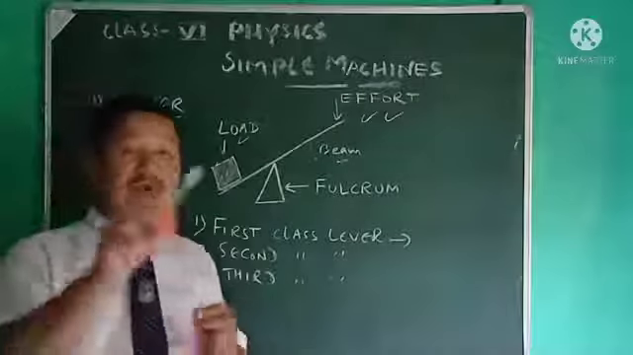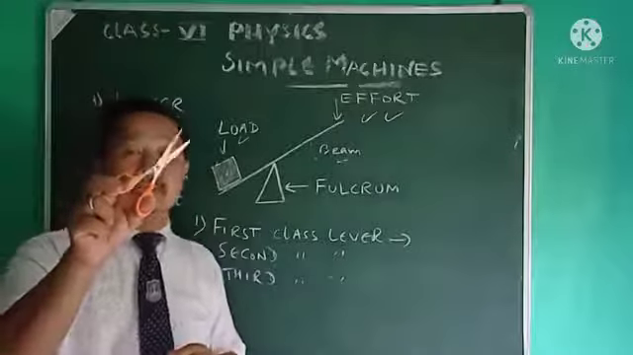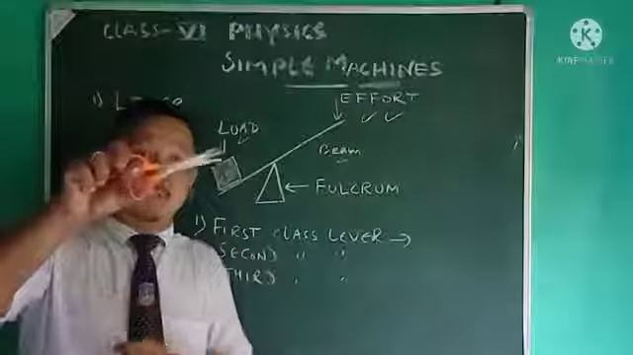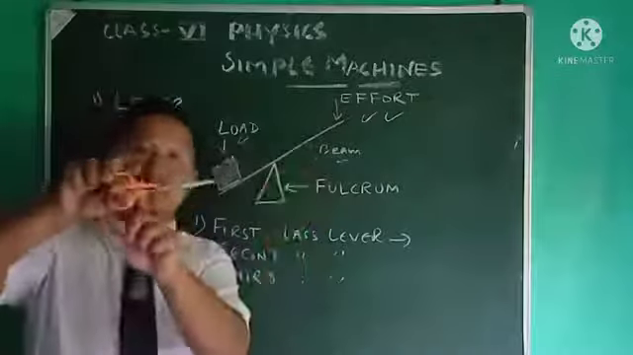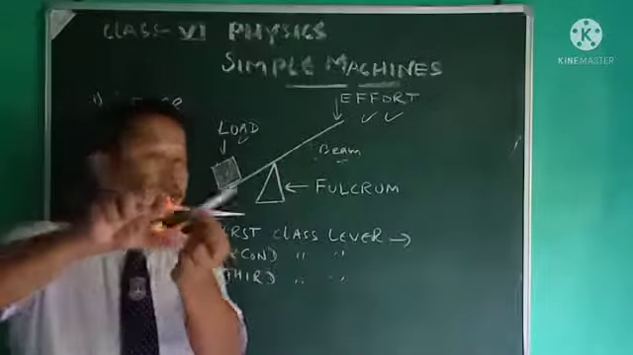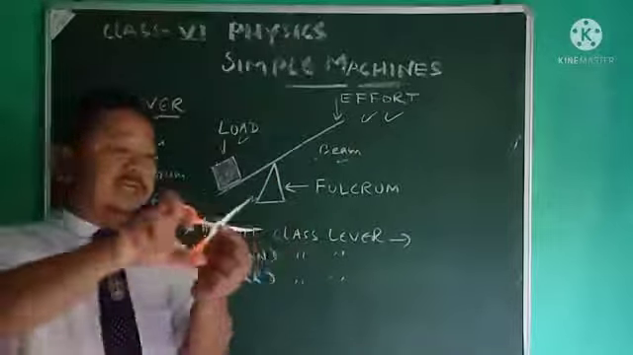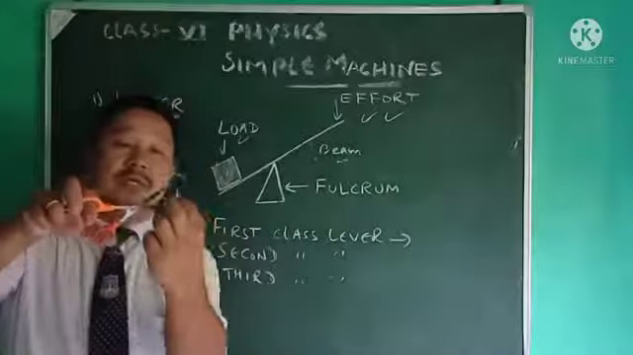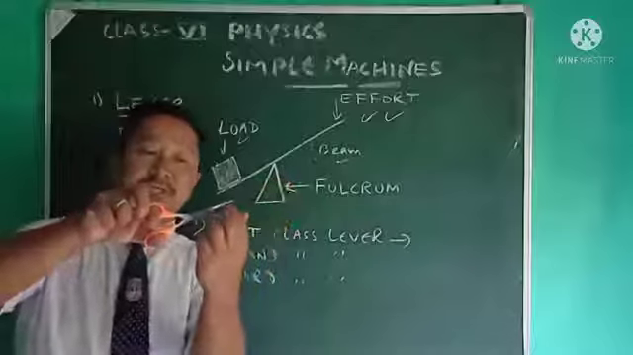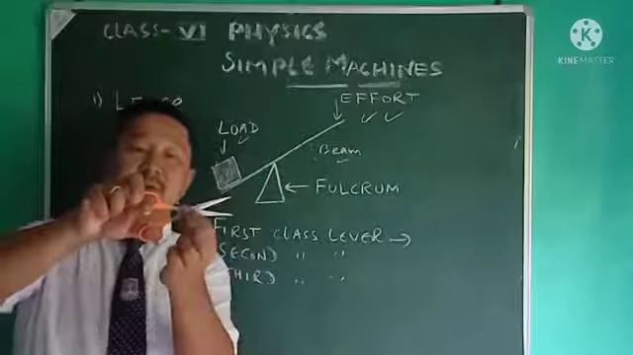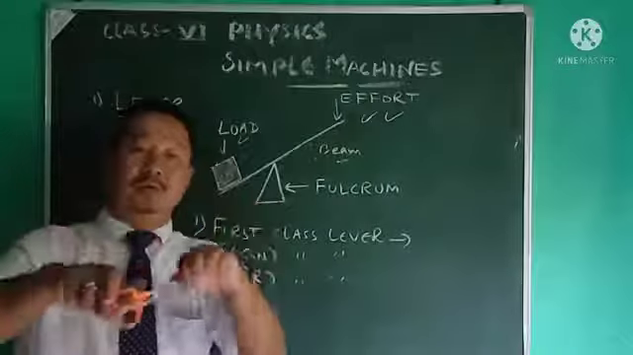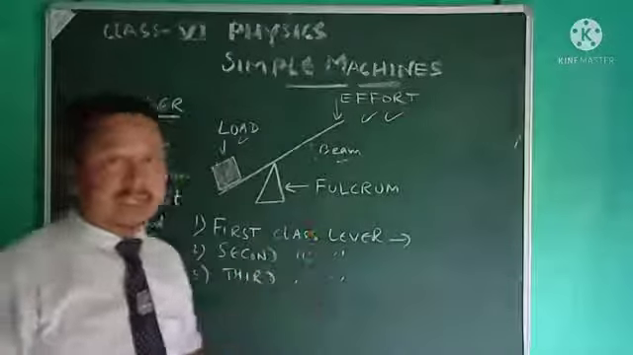Here you see why it is an example of a first class lever. This is the effort that you are applying. Then in the middle is the fulcrum. The load is here on the other side. Suppose you need to cut paper, the paper is the load. So the fulcrum is between the effort and the load, so it comes under the first class lever.